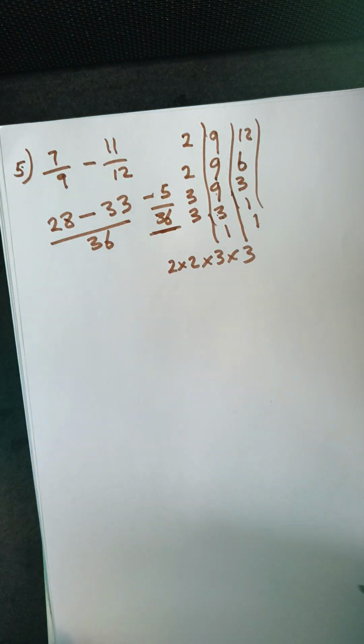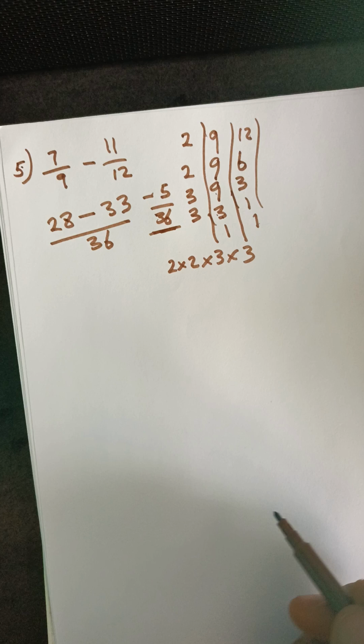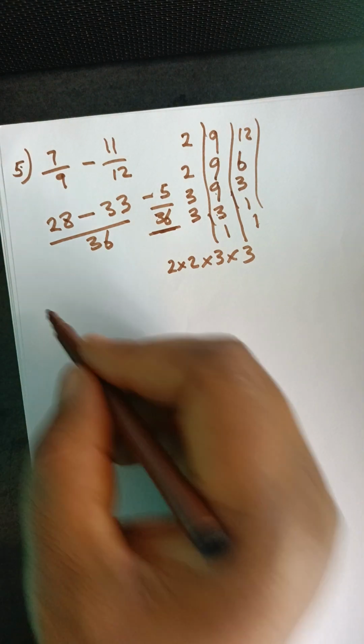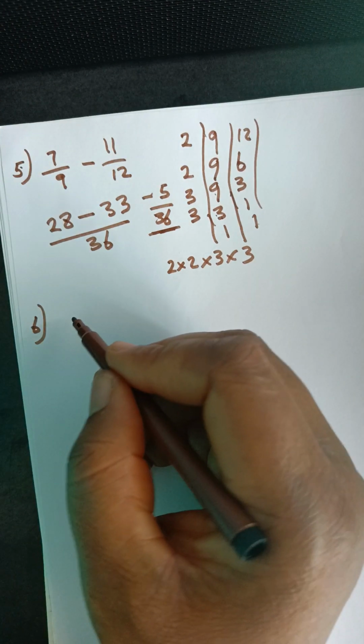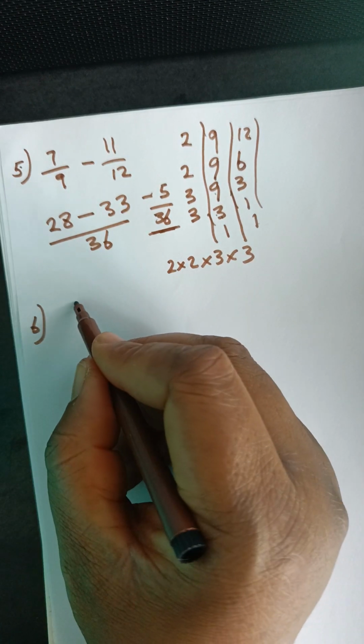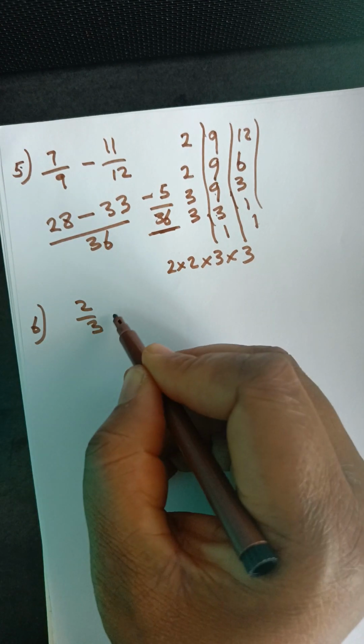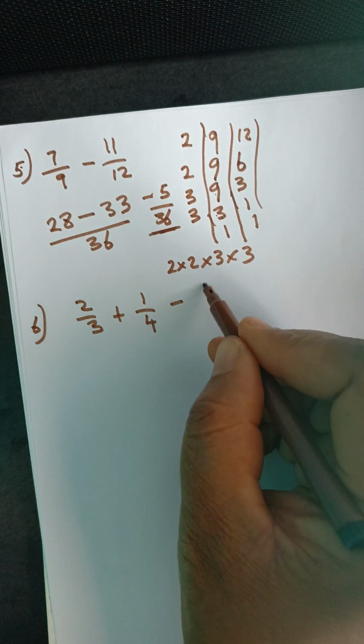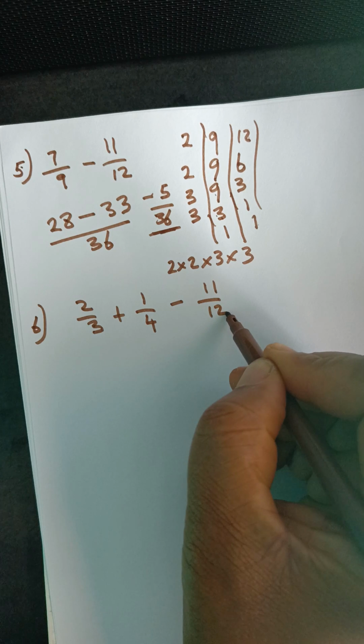So this is the answer for number 5. Now let's do something a little harder, just a little. 2 over 3 plus 1 over 4 minus 11 over 12.